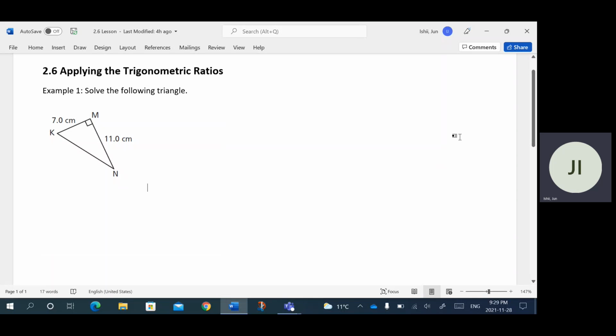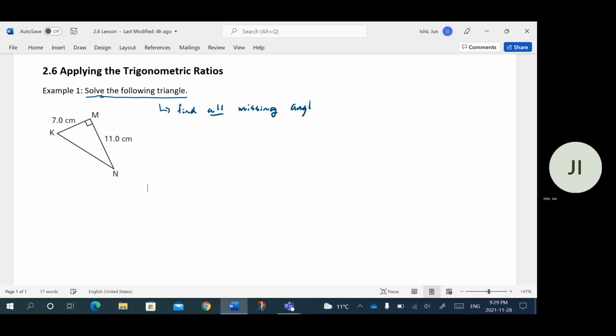In this next lesson, we're going to be putting together everything we know about right triangles and solving them. First, I want to make clear what it means by solving. If you're asked to solve the following triangle, it's asking you to find all missing angles and lengths. So you need to find all the lengths and all the angles in the triangle that aren't given to you.